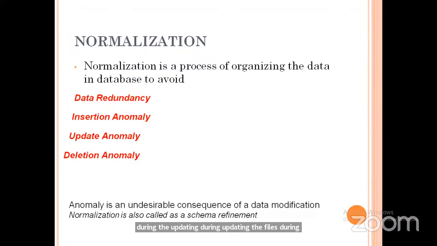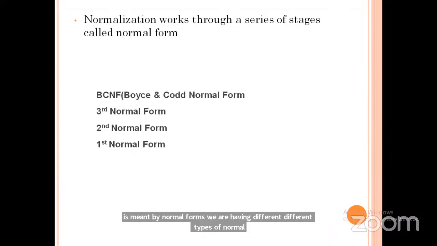Okay. Normalization works through a series of stages called normal forms. What is meant by normal forms? We have different types of normal forms, right? First normal form, second normal form, third normal form, BCNF, fourth normal form, fifth normal form. Normalization works through a series of stages. How many stages are there? Six stages. That is called normal form. So let us see what is meant by first normal form.